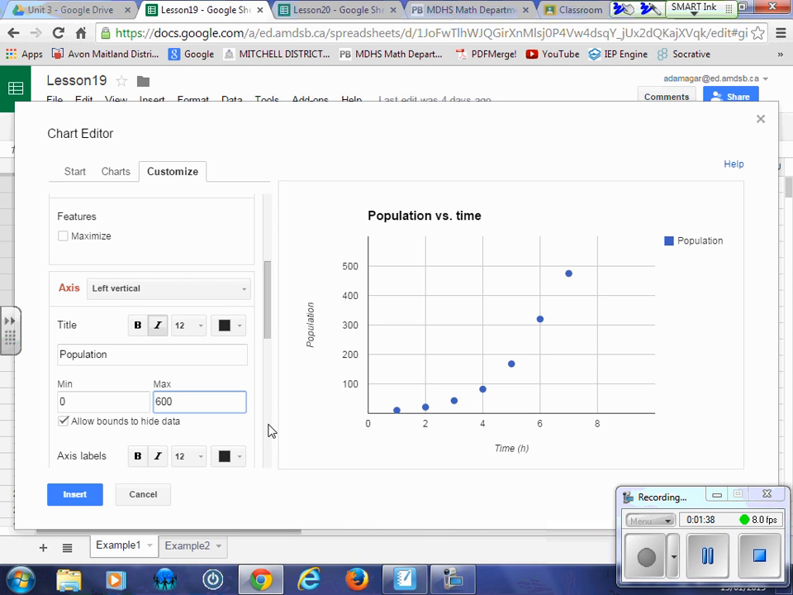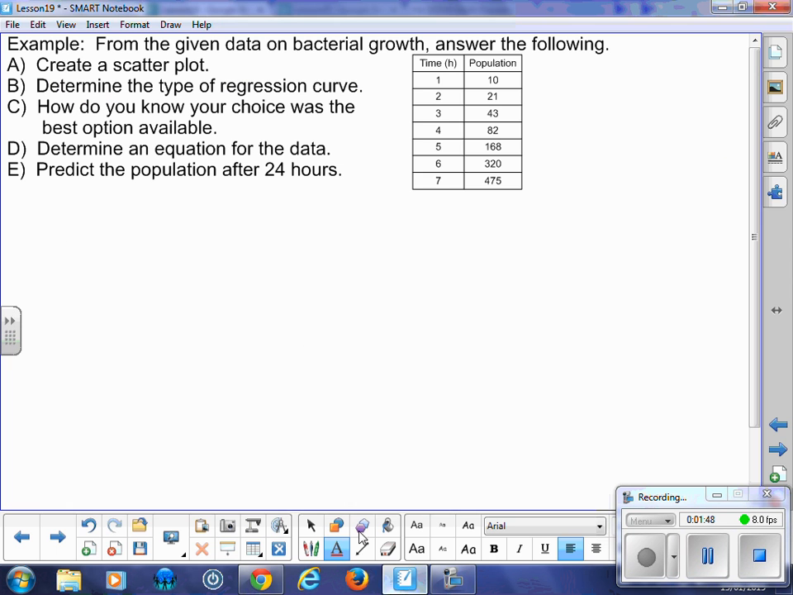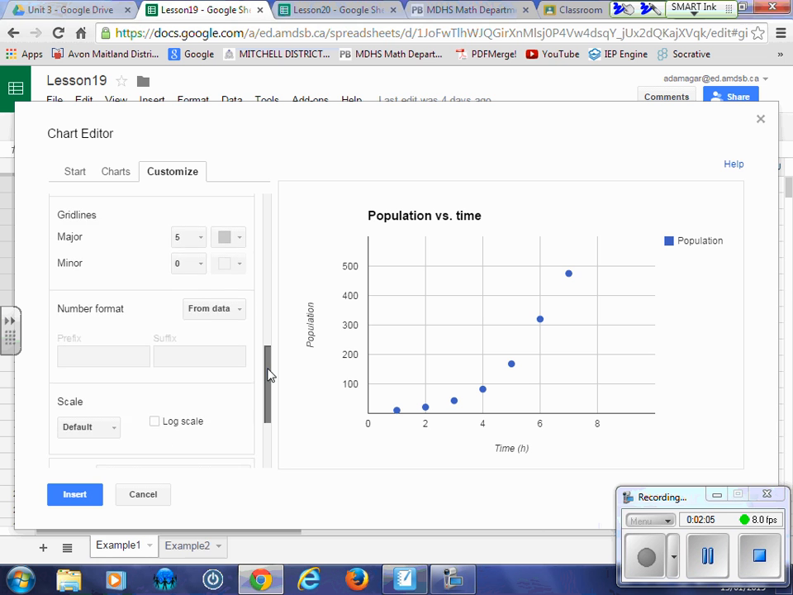That's there. So right away, at this point, you can take a quick peek here. You can see this is definitely not linear. So the question then becomes, what type of graph is it? So I'll just kind of answer this as I go. So A, the graph. B, determine the type of regression curve that we're going to use here. So this will come with experience. You'll get quicker at it.